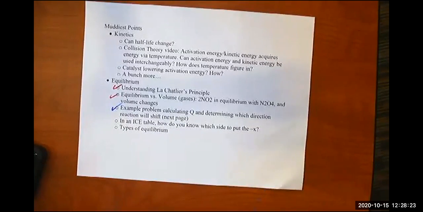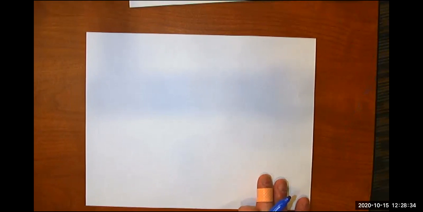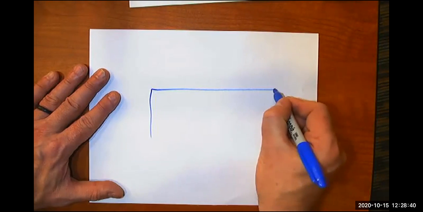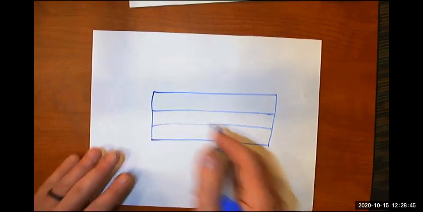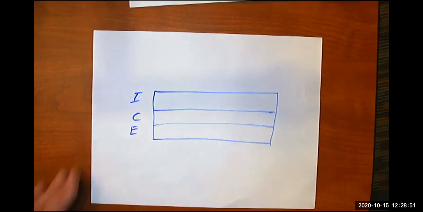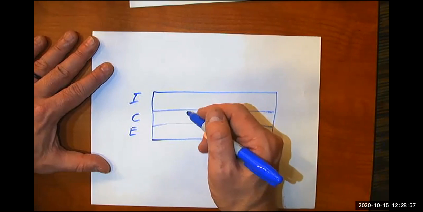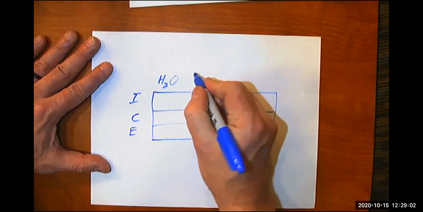So in a nice table, how do you know which side to put the minus x in? This is something that has been coming up in each of the class periods this week, so clearly it is a consistent point of confusion. Let's see if we can do something to help with that. Initial, change, equilibrium. What example do we want to do? Let's just start with the auto-ionization of water.